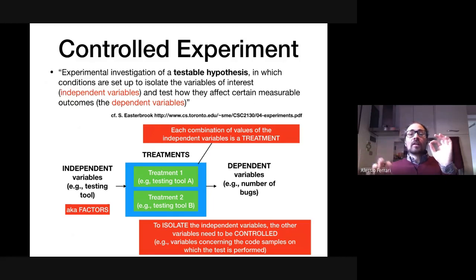So this means that in the whole experiment, in all the treatments, all the other variables need to be controlled. In the example of the testing tool, what can be the other factors that, combined with the choice of the testing tool, can modify the number of bugs found? Well, obviously, the type of code that I'm using for testing, the code sample that I'm using for testing.